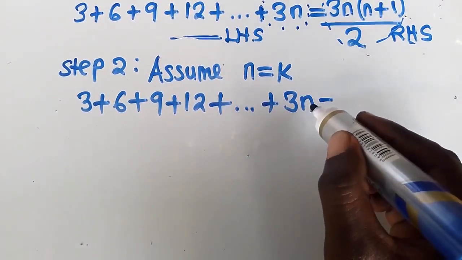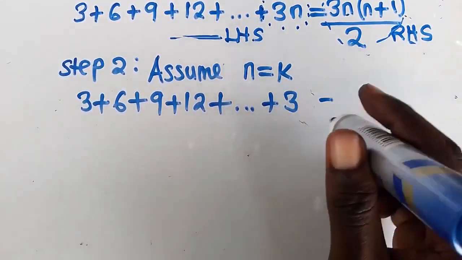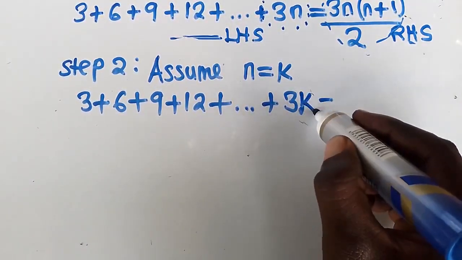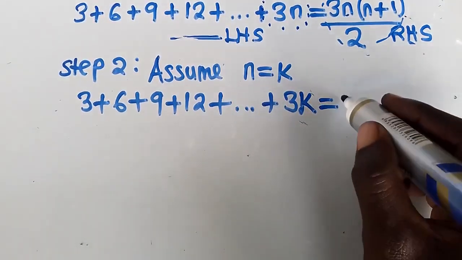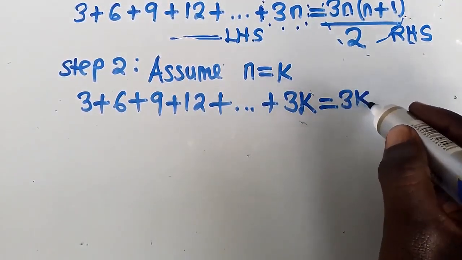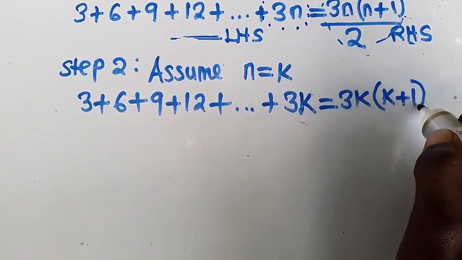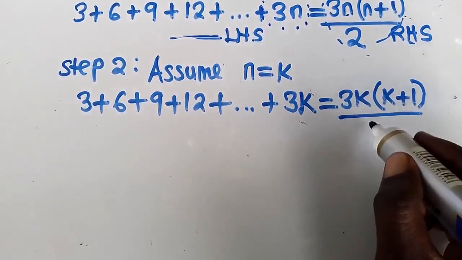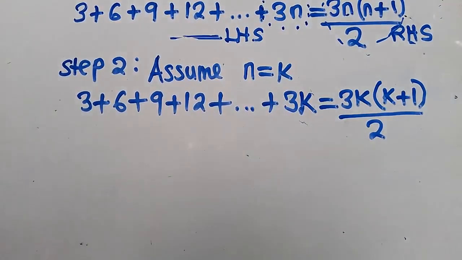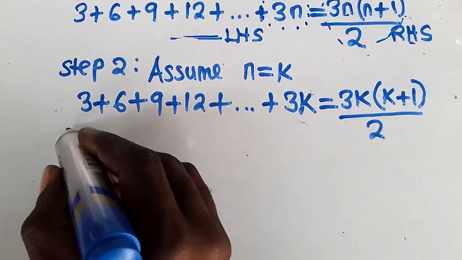Where there is n, I put k. So I put a k here, which is equal to 3k, open bracket, k plus 1, close bracket, over 2. I just assume this statement. So this is a simple step. You just assume.